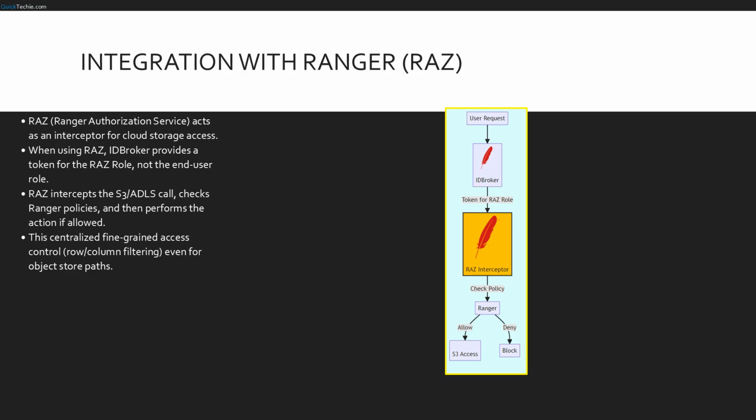Follow the path of a RAZ-enabled request. The user request hits IDBroker. IDBroker facilitates a token, but for the RAZ role. The RAZ interceptor takes over, checking the policy in Ranger. Only if Ranger returns allowed does the flow proceed to S3 access. This adds a critical governance layer on top of raw cloud storage.